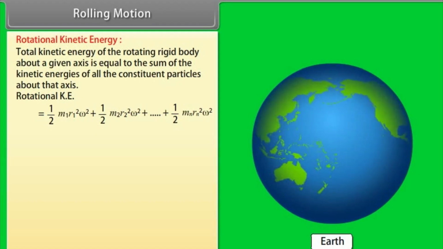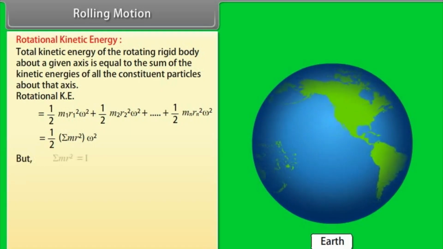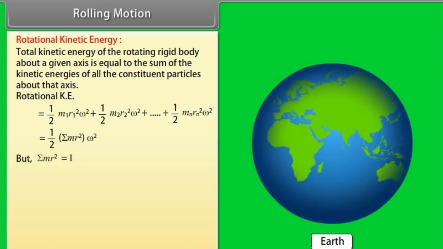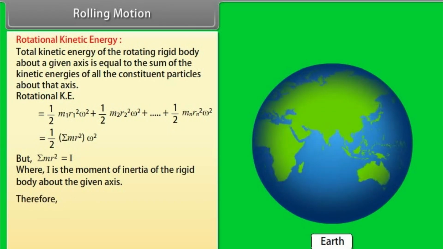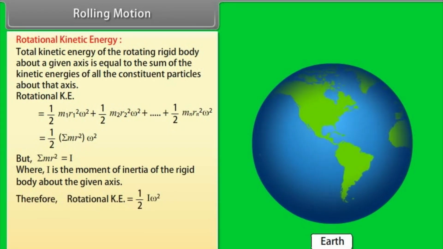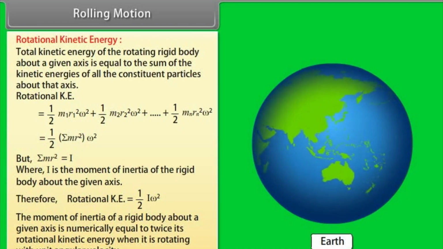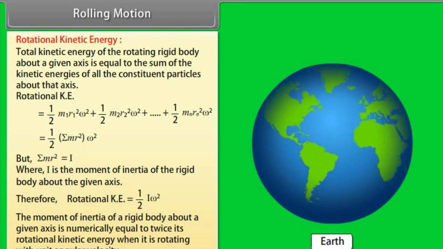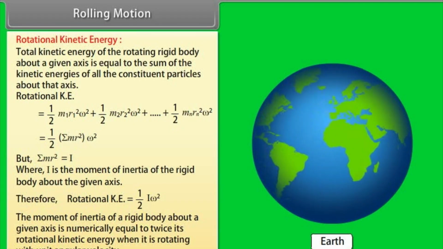On summarizing this equation, we get rotational kinetic energy is equal to half the summation of the product of m and r square multiplied by omega square. But we know that the summation of m r square is equal to the moment of inertia of the rigid body about the given axis. Therefore, rotational kinetic energy is equal to half I omega square. The moment of inertia of a rigid body about a given axis is numerically equal to twice its rotational kinetic energy when it is rotating with unit angular velocity.